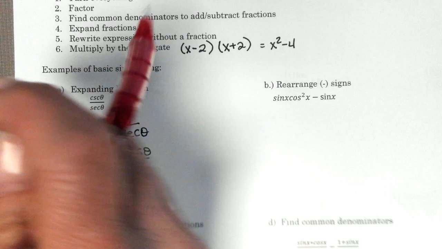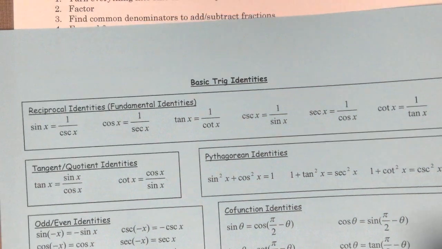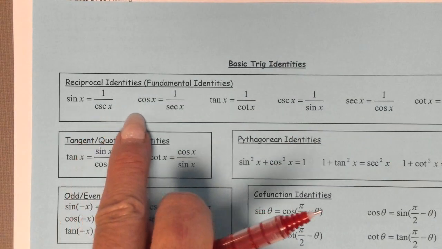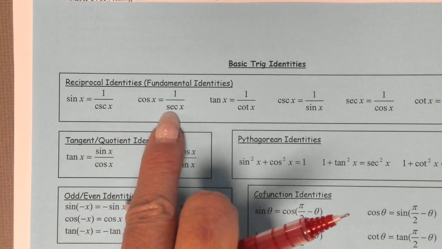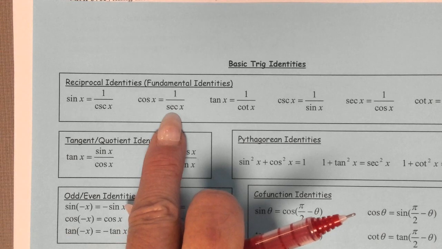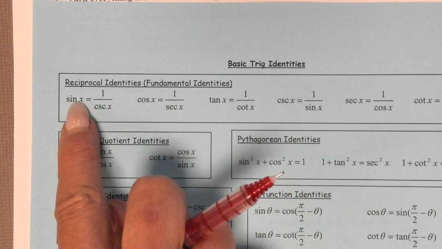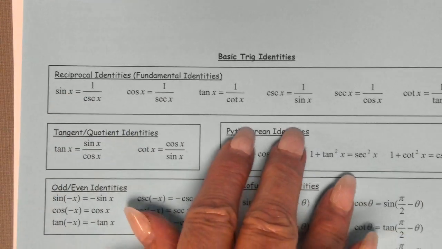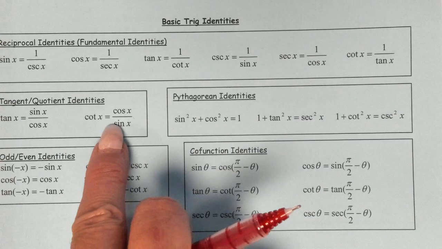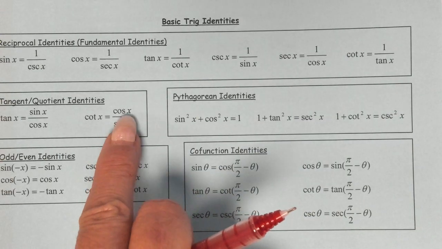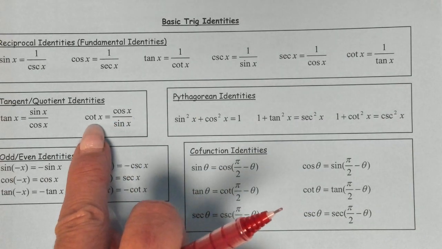These are all on your identity sheet. These are my reciprocal identities. We have cosine and secant. We have cosecant and sine, the reciprocals of each other. And then we also have our cotangent identity. Cosine over sine is cotangent.